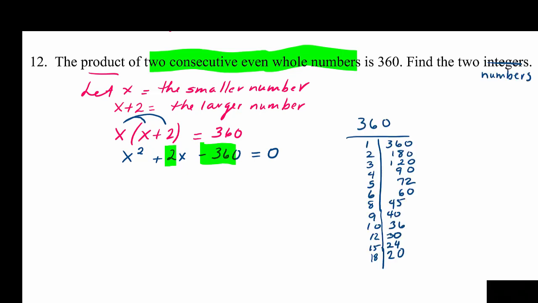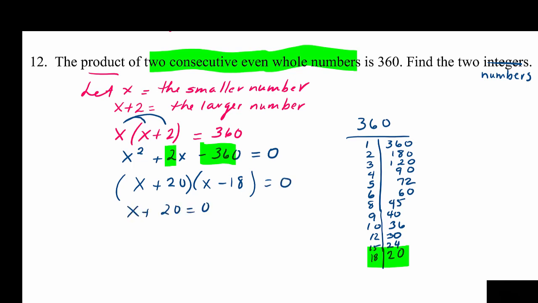Okay, so here is my list of factors of 360, and we need 18 and 20. Okay, again, I used my calculator. I just divided the numbers on the left column and got the numbers on the right till I found two that worked. And so I'm going to factor this as x plus 20 and then x minus 18 equal to 0. And we're going to set these each to 0 and solve for x, as you know.